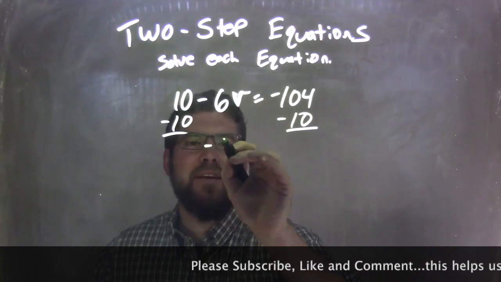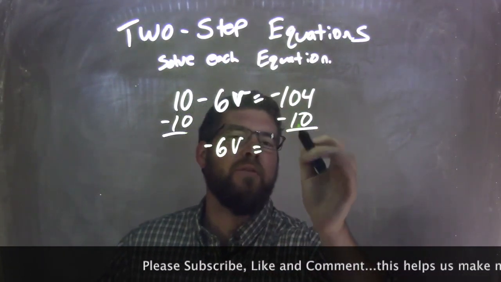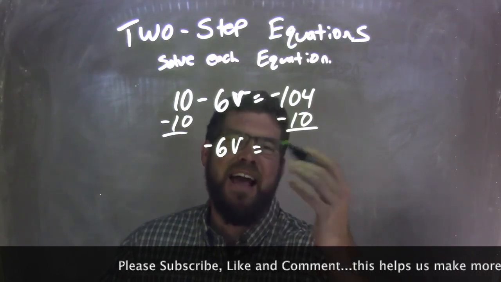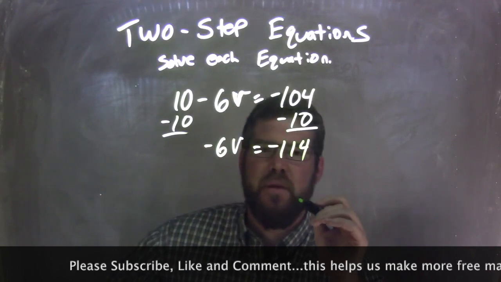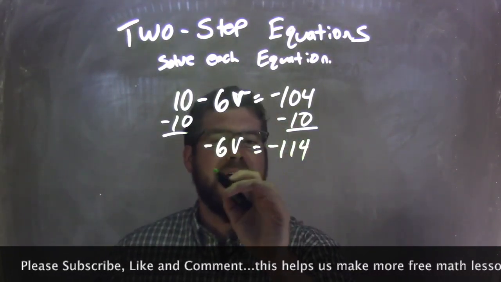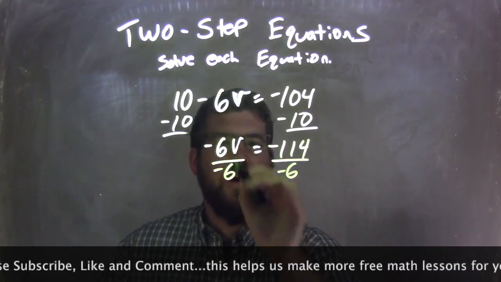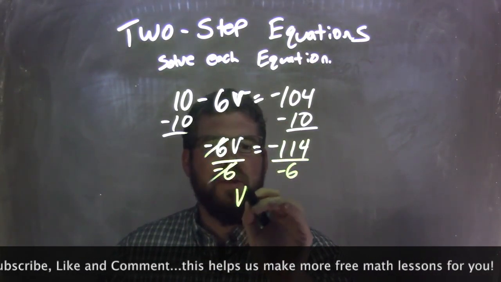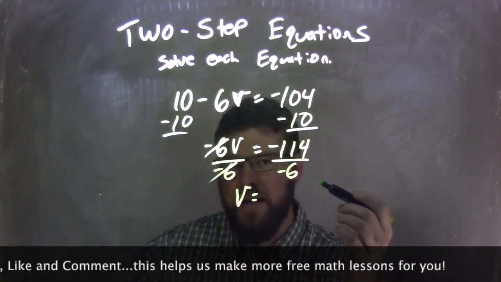We're left with a negative 6v. These 10's cancel. Equals, well, negative 104 minus 10 is like adding a negative 10. It's a negative 114. So then my next step here is I see a negative 6 times v. I need to divide by negative 6 on both sides. Well, the negative 6 is canceled. We're left with the v on the left. But on the right, we have a negative 114 divided by negative 6.